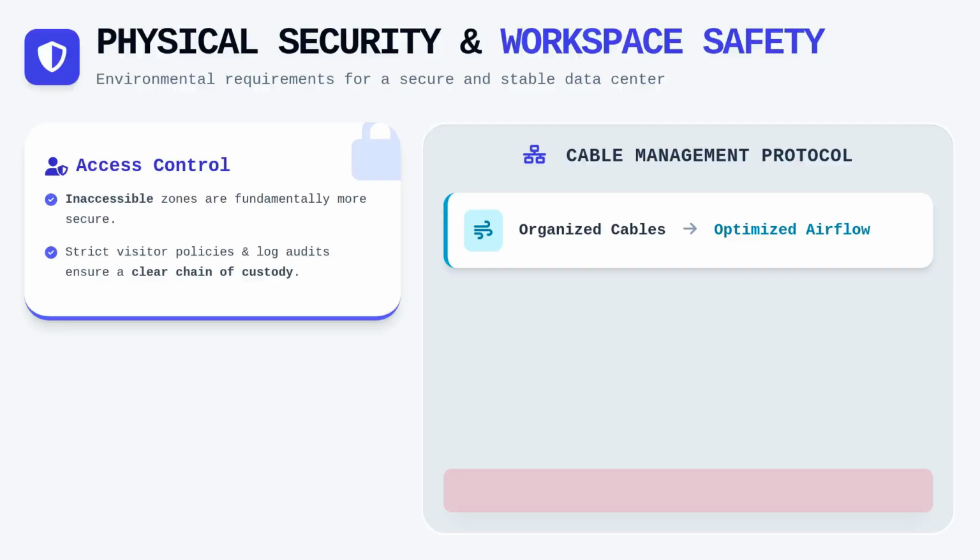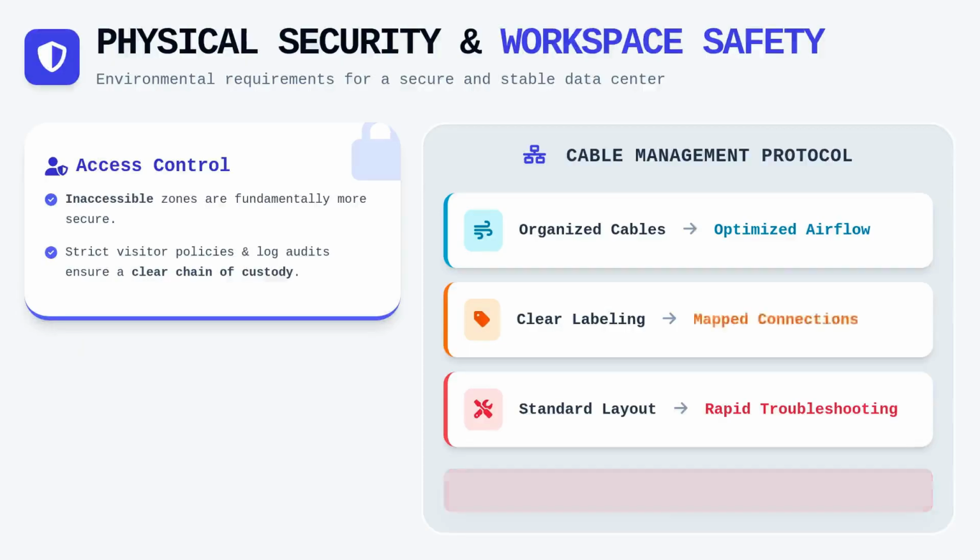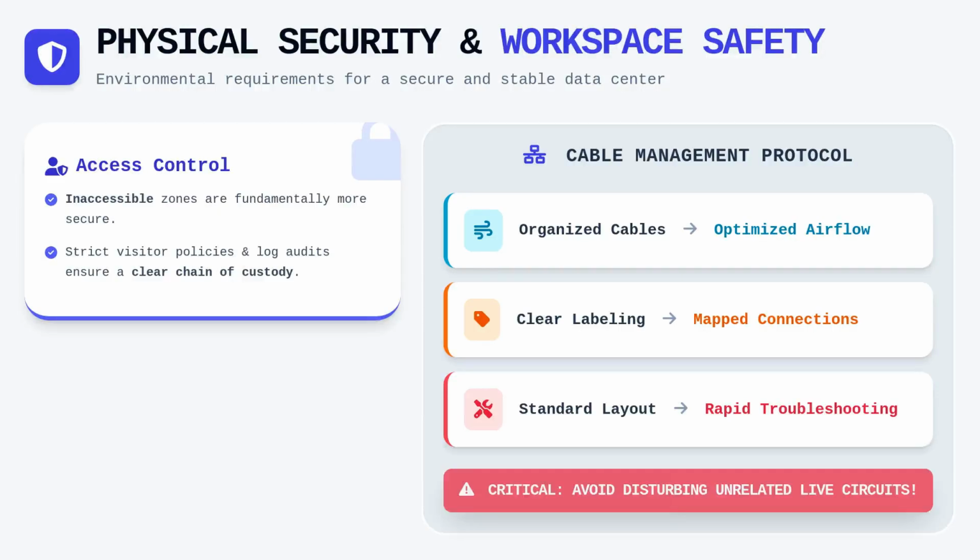Within the racks themselves, proper cable management is not merely an aesthetic preference but a vital safety and maintenance protocol. Poorly organized cables block airflow, increase ambient heat, and make troubleshooting near impossible when time is of the essence. You should always implement a clear labeling standard that maps each connection to its destination, allowing you to manipulate hardware without disturbing unrelated live circuits.